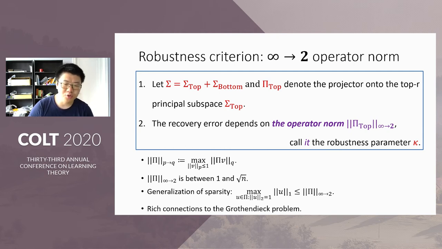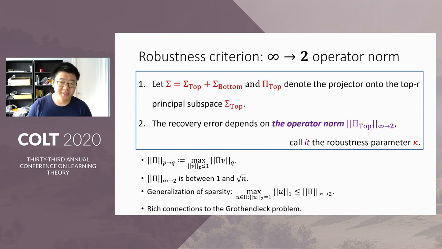In general, the p to q operator norm is defined as the maximum over all Lp unit vectors v, the Lq norm of pi acts on v. For infinity to 2 operator norm, the projection matrix always has operator norm between 1 and the root of the rank term. And I want to mention that this is a generalization of L1 sparsity. For any unit vector u in the subspace corresponding to the projection, the L1 norm of this vector u is always upper bounded by the infinity to 2 operator norm of the projection pi. Finally, I want to conclude that the operator norm has rich connections to the cross-synthetic problem in analysis.